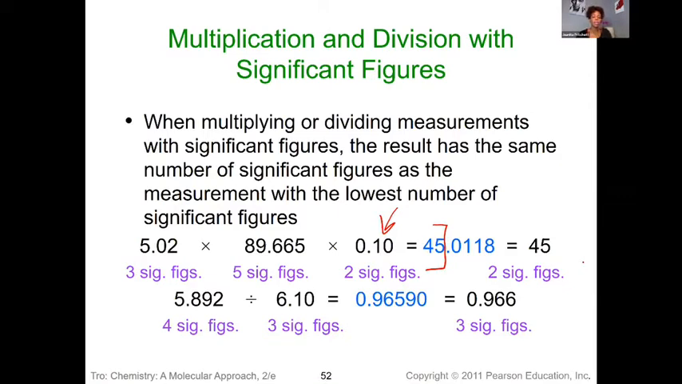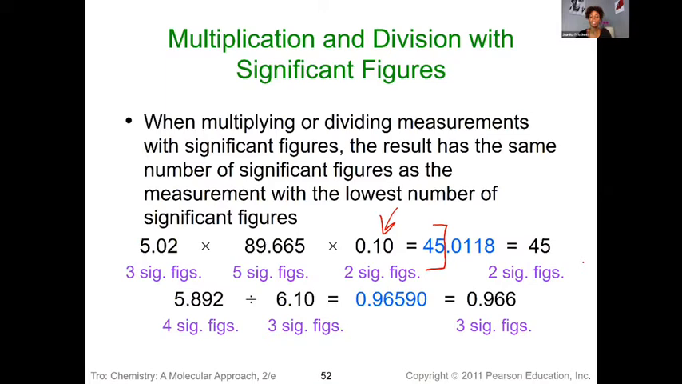In the second calculation, where we have 5.892 divided by 6.1, the calculator spits out 0.96590. But we have to bear in mind that this answer should only have the fewest number of significant figures shown. The first number has 4 significant figures. The second number has 2, which means our final answer can only have 2 significant figures.